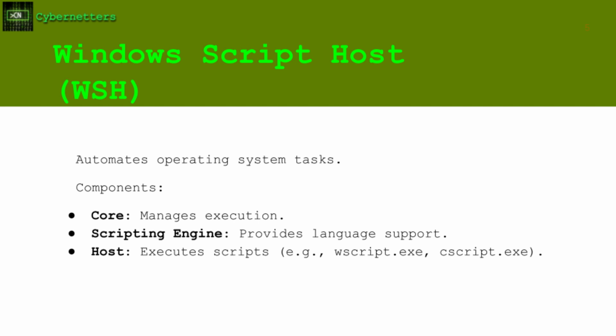There are two options. WScript, which is a graphical version that shows output and pop-up dialog boxes, and CScript, which is a command line version that runs scripts in the terminal. WSH replaces old school batch files and makes automation much more flexible. So why do you think having both graphical and command line script hosts is useful? And which one would you prefer to use?